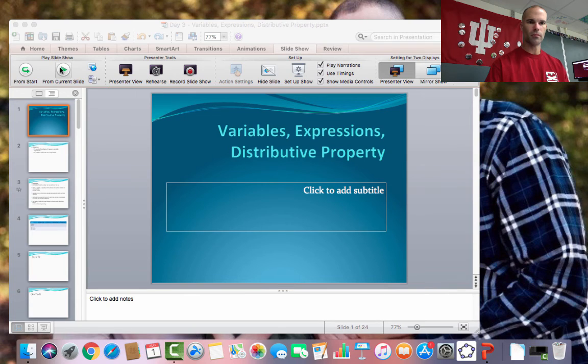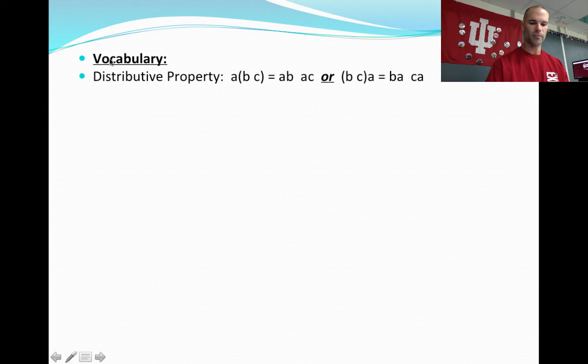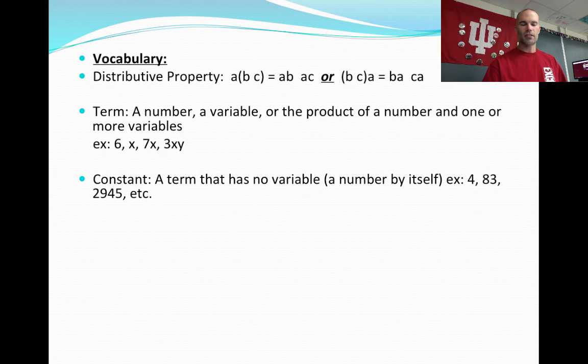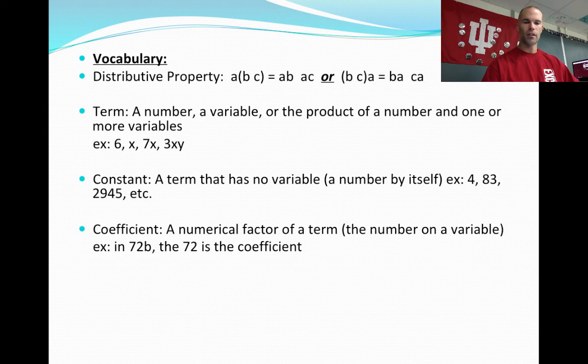Alright, so now if we move on. A term is a number, a variable, or the product of a number and one or more variables. So 6 would just be a number, a constant, so 6 would be a term. X by itself would be a term. 7x would be a term, and 3xy would be a term. A constant is a term that has no variable, so basically a number by itself. The coefficient is the number in front of the variable, so it's the numerical factor of a term.